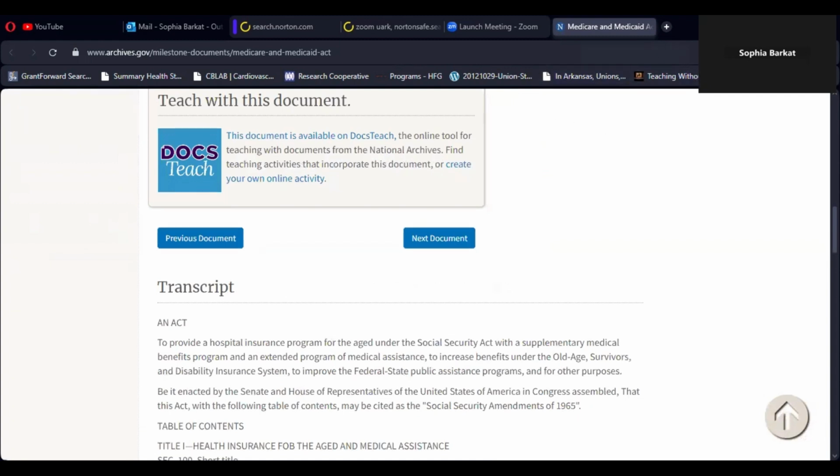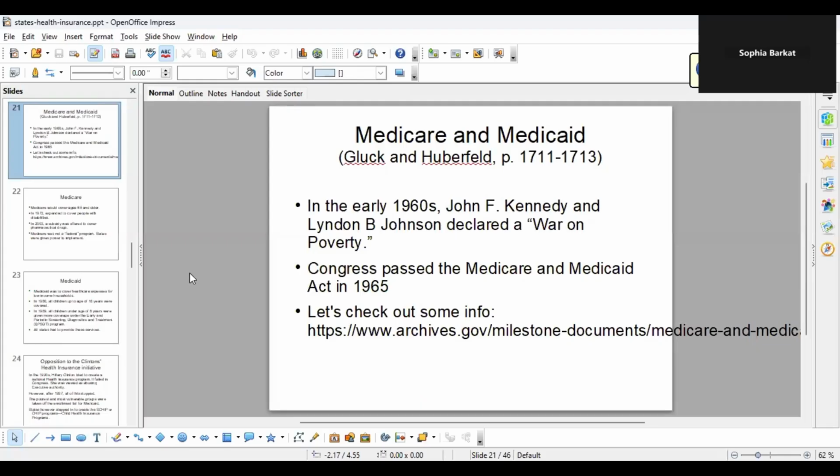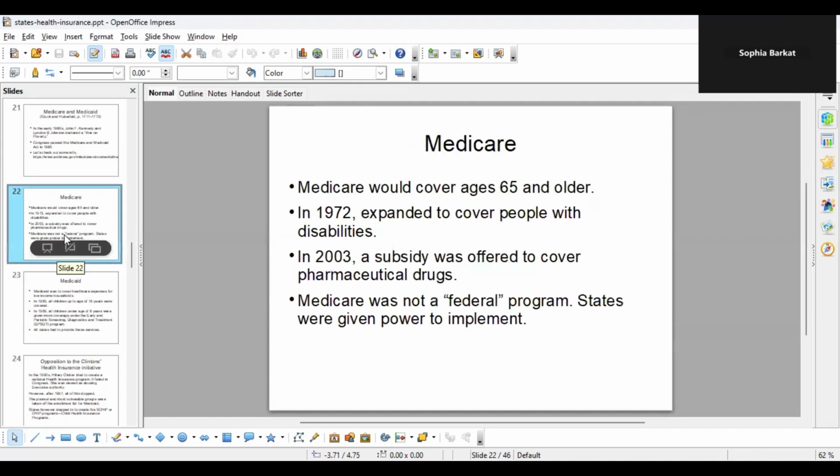Let's go back to our screen. So we looked at the document a little bit, not too much. Let's look at the actual content. So Medicare would cover ages 65 years and older.